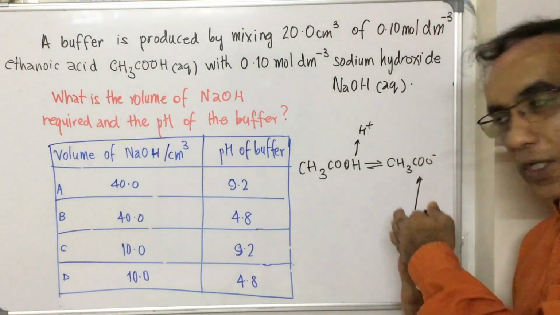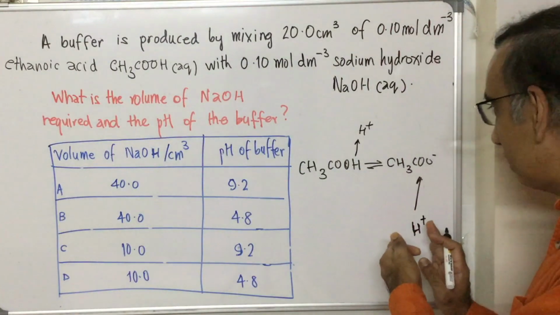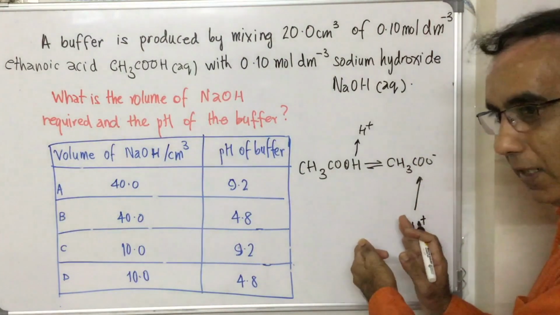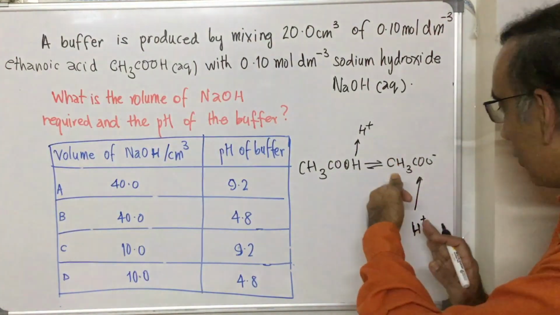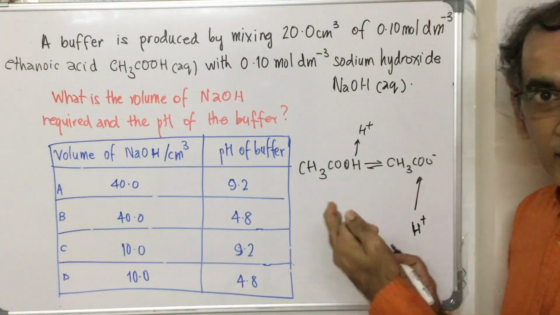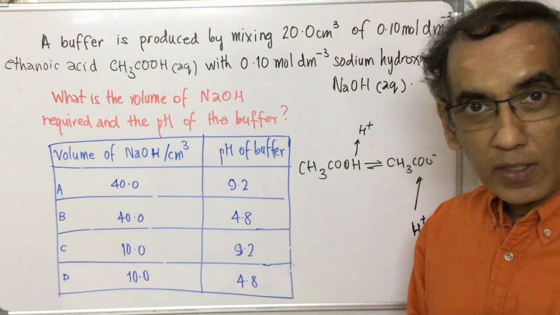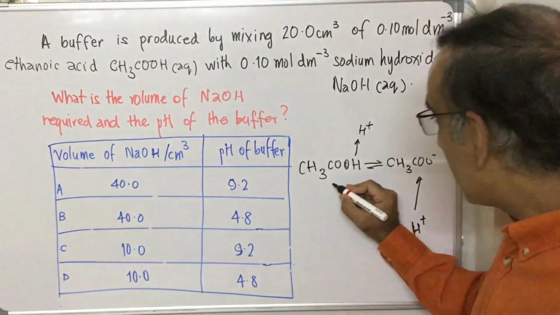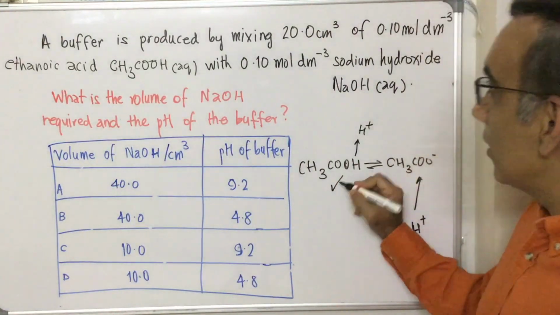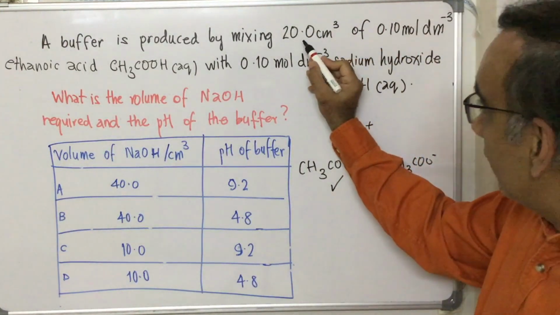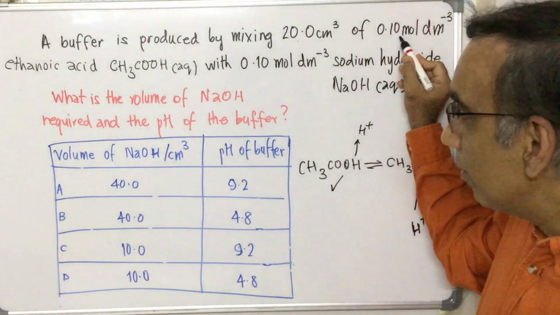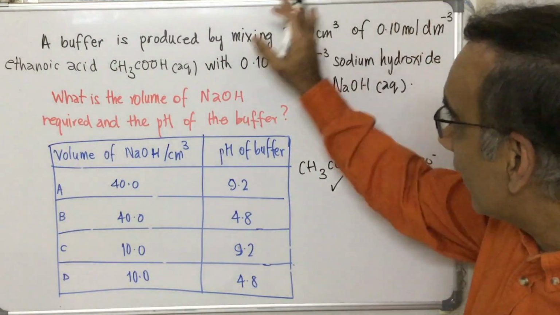And when small changes in pH happen, then the buffer is able to donate protons or accept protons, and that's how it works to resist changes in pH. So what you don't want to have with a buffer is all of this being exhausted. So if you're using 20 cm³ of 0.10 mol per dm³, you don't want to have all of that consumed.